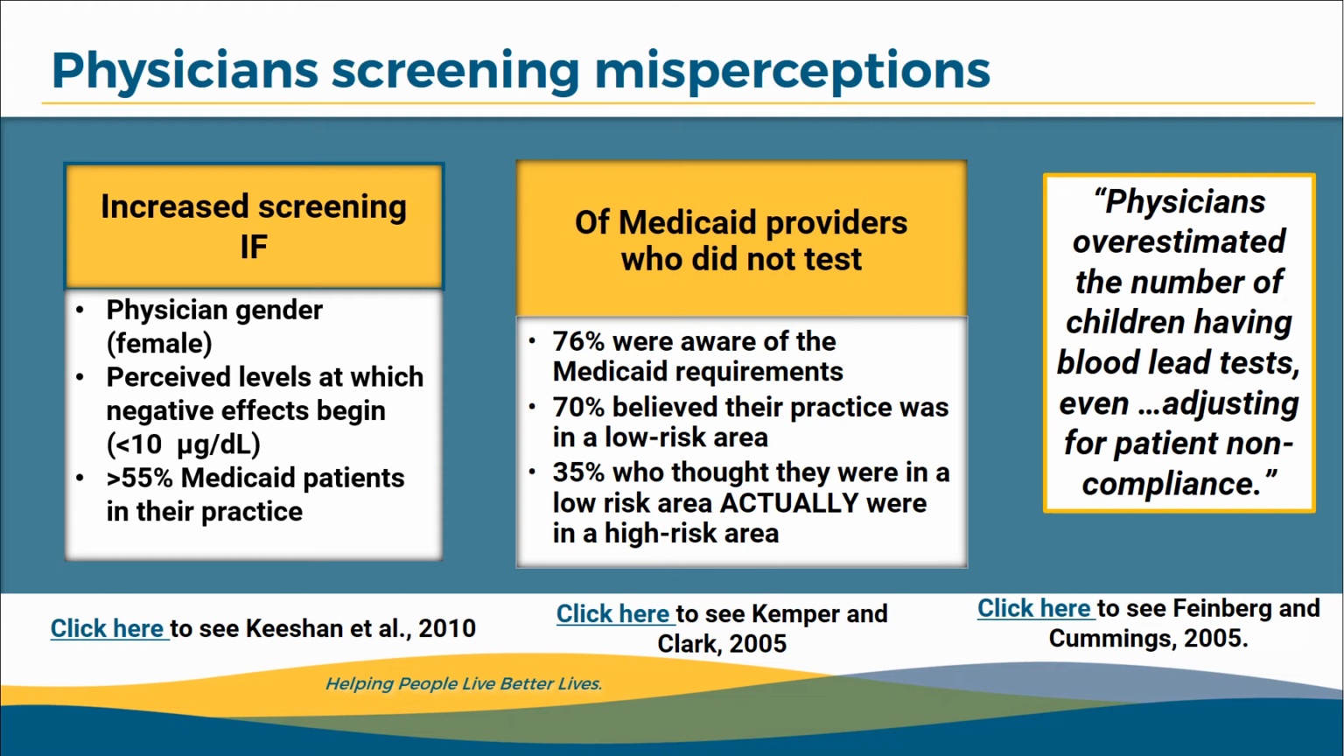Feinberg and Cummings' chart reviews of Medicaid-eligible children found that the practitioners overestimated the number of children they had tested, even controlling for cases where parents did not follow the instructions to get the test. Keep these misperceptions on testing in mind when you are doing outreach to healthcare providers. You may need to correct some of them in order to improve screening rates in your communities.